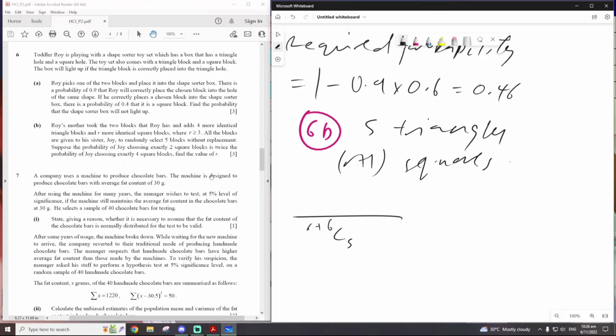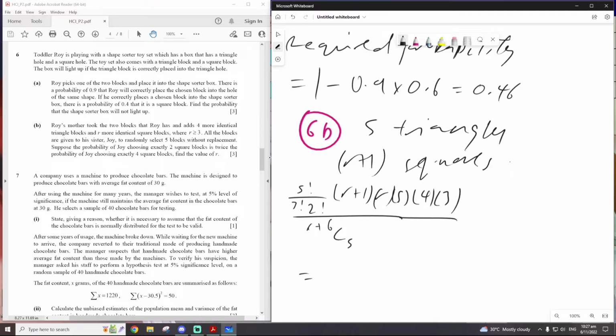And then what about the top? So 2 square blocks. To choose 2 square blocks, you choose 2 squares and 3 triangles, basically. And you can do this in how many ways? You can do this in 5 factorial over 3 factorial, 2 factorial ways. And then you do r plus 1, r, then you do 5 times 4 times 3.